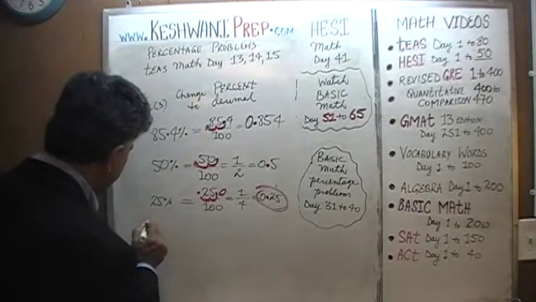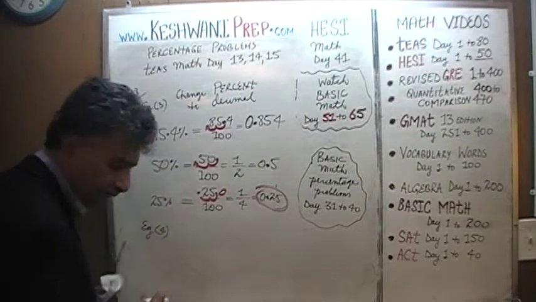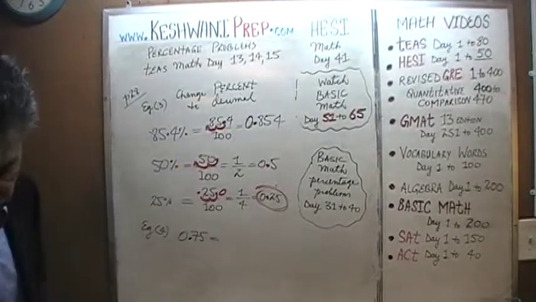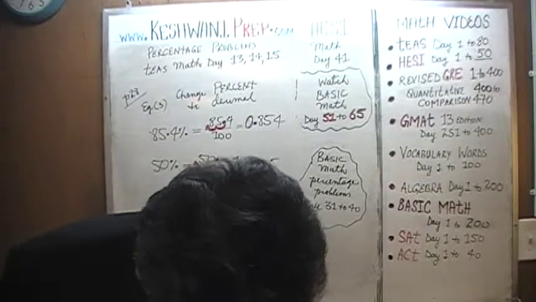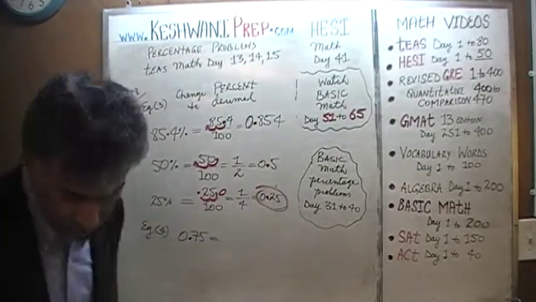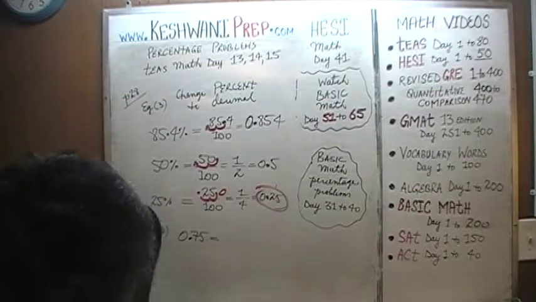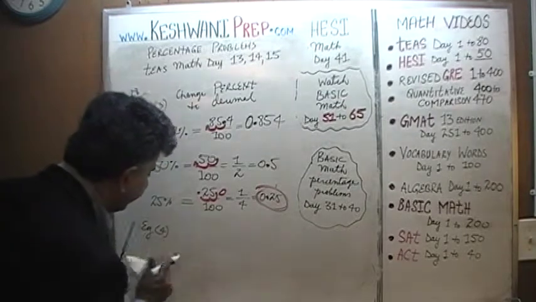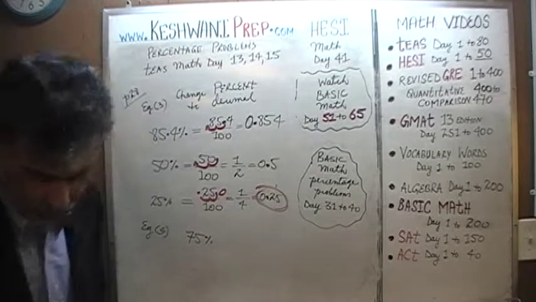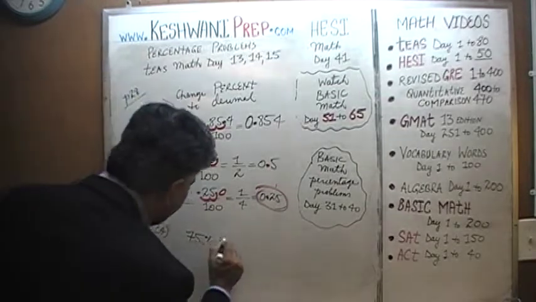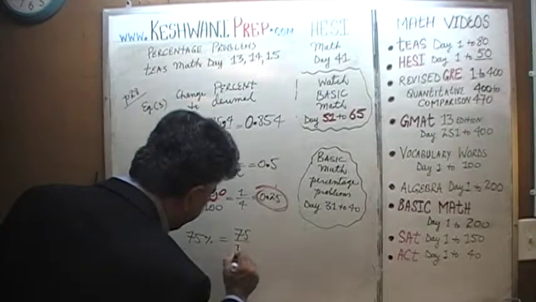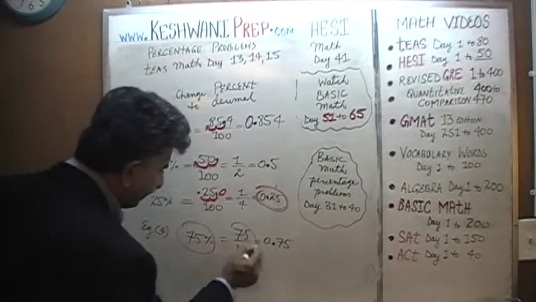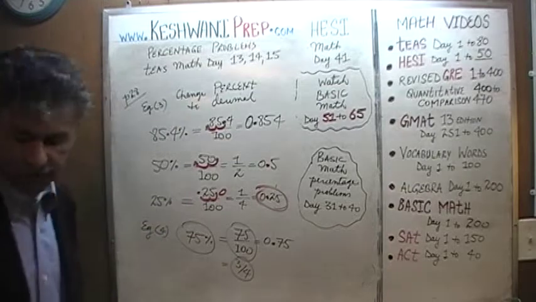Let's do the next one, number 4. Number 4 is very easy, it's actually silly. We're being asked to change the percent to decimal. Yes, 75% to decimal. Everybody knows 75% means 75 over 100, which is 0.75. If they were asking us to convert this into a fraction, 75 over 100, as you know, is 3 quarters. It's too silly. Those are very easy.